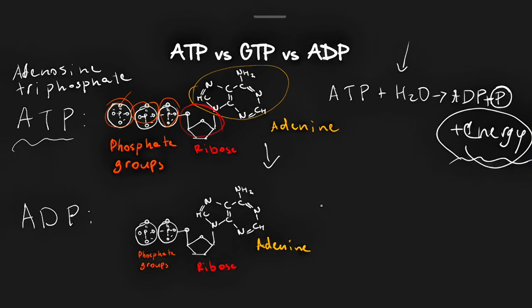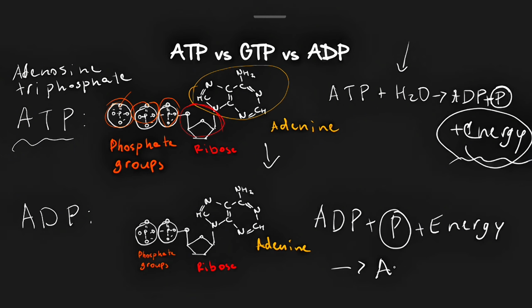And to restore the ATP, we need an ADP molecule plus a phosphate group plus energy. And we will get ATP, and in the process, a water molecule will be released. So yeah, this is, I think, all you need to know about the difference between ATP and ADP, and when each is used.